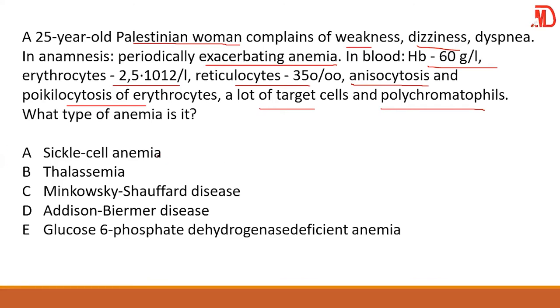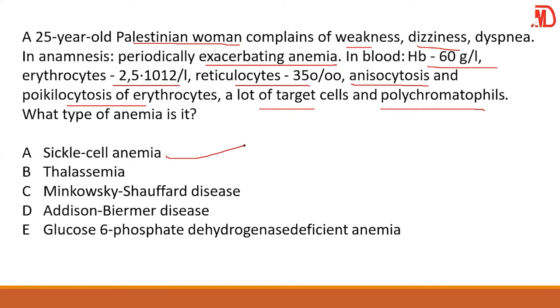Because in sickle cell anemia, they will tell you the exact shape of the red blood cells. Either it is a modified form or it is spherical in shape and stuff like that. So if it's not sickle cell, we can be thinking of what?